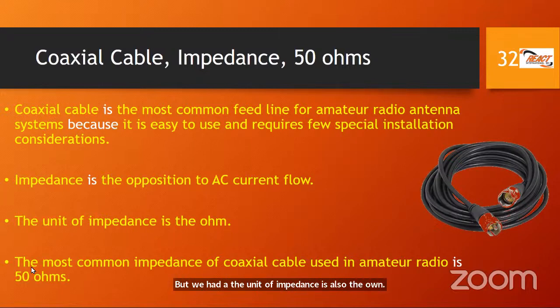Last exam question. The most common impedance of coaxial cable used in amateur radio is what? We talked about it just now. We said it's 50 ohms. It's not 75 ohms. It's not something else. It's 50 ohms, 50. So you need to learn that for the exam. And as amateur radio operators, you'll find yourself using 50 ohm coaxial cable or 50 ohm cable quite a lot.